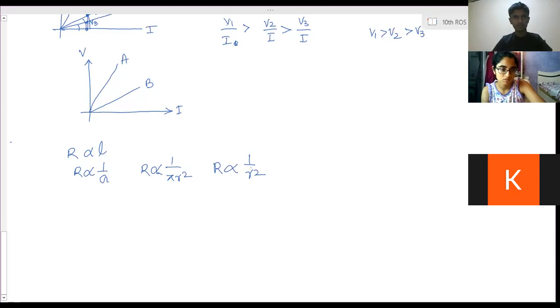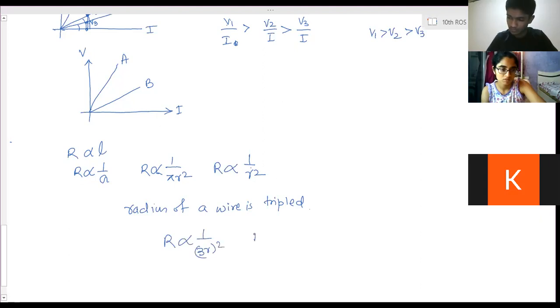If the radius of a wire is tripled, how much does the resistance increase or decrease? What is the change in resistance that takes place? It decreases 9 times. It is 1 by r square. So the radius is tripled, so you have to show 1 by 3r whole square. R is directly proportional to 1 by 9r square. So it decreases by 9 times.